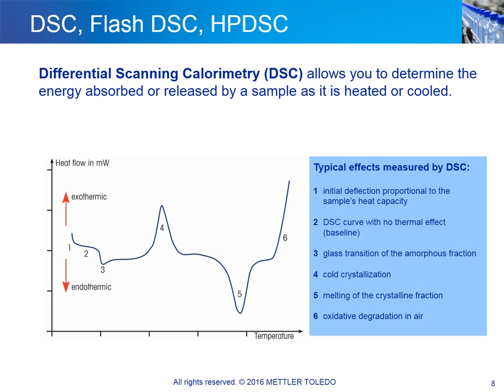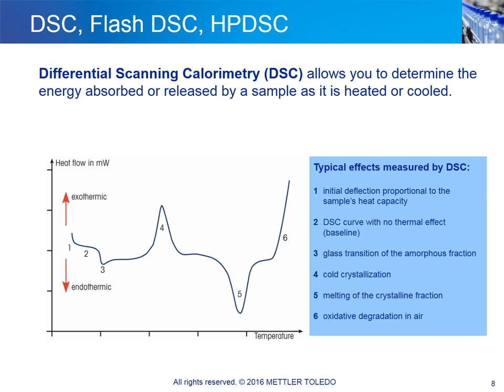Samples are normally measured in small crucibles made of aluminum, alumina, or other materials, typically using sample amounts of 2 to 20 milligrams. The schematic curve on the left shows a typical DSC measurement curve of a semi-crystalline substance. Exothermic effects, heat evolved, point in the upward direction, and endothermic effects, heat absorbed, downward. The features seen on the curve are interpreted and explained in the table on the right.